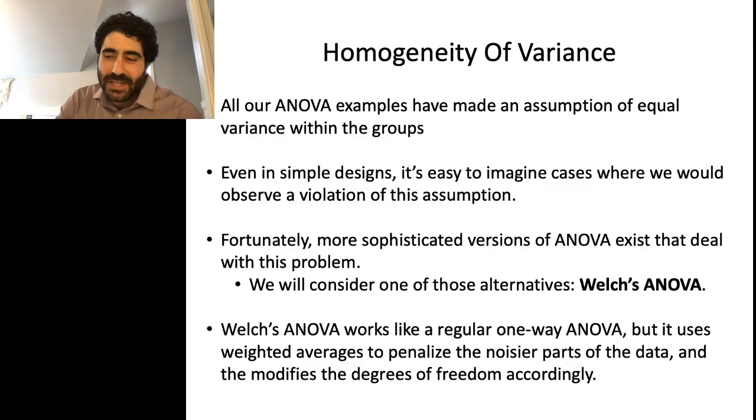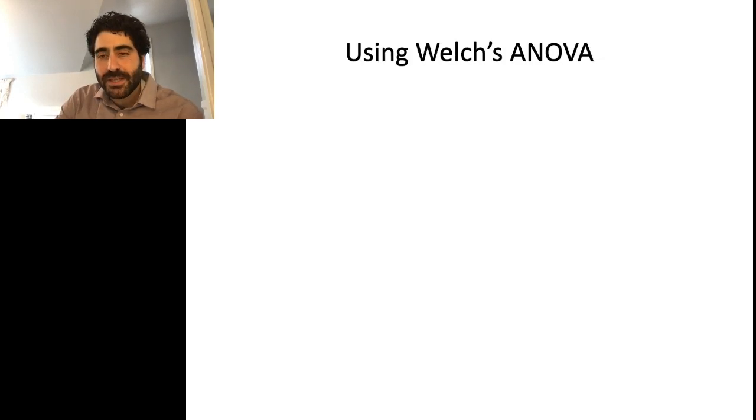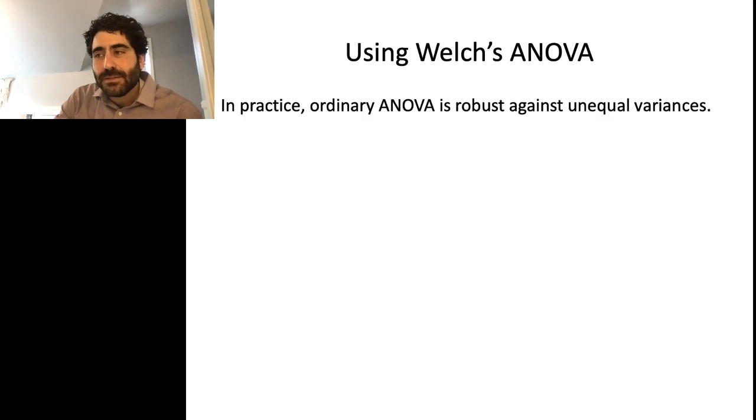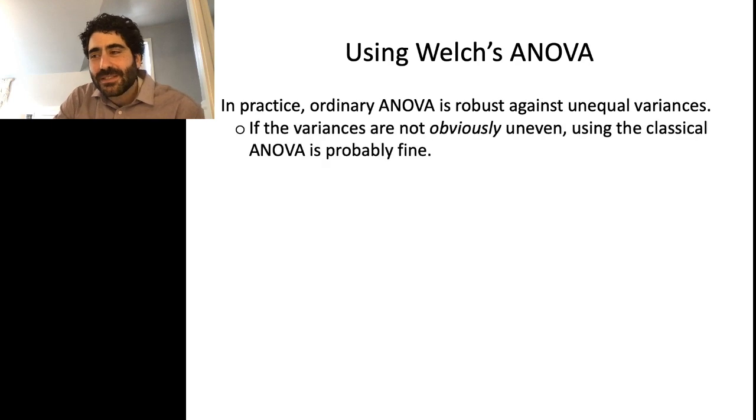So you don't have to know any of the math about how this works, but this might be an option that you could use in R, for example. Ordinary ANOVAs are generally pretty robust against unequal variances. And so even if the variances look a little bit unequal, it's probably not that big of a deal. And so people will often choose to use an ordinary vanilla ANOVA if they can.